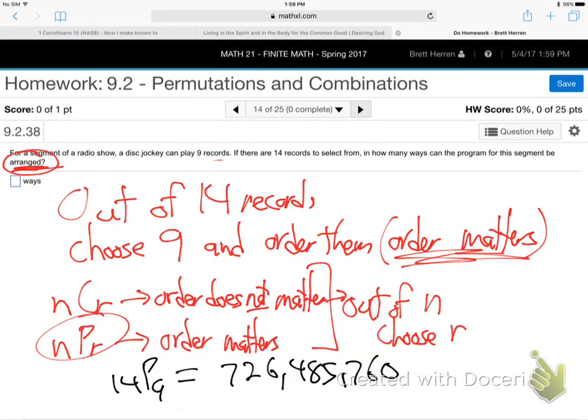That's what they want. So when you read these questions, how are you going to recognize these? Well, when it's out of this group, choose that, you go, okay, it's C or P. With C, the order doesn't matter. With P, it does. Permute means change the order of. How would you know the difference? If the order matters or not. I'll come back to that.